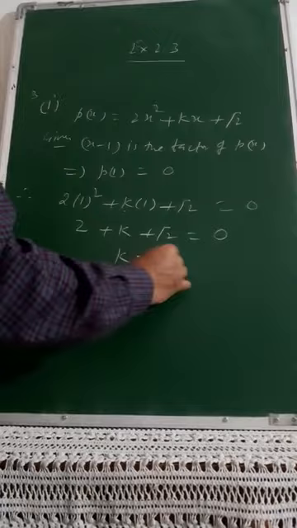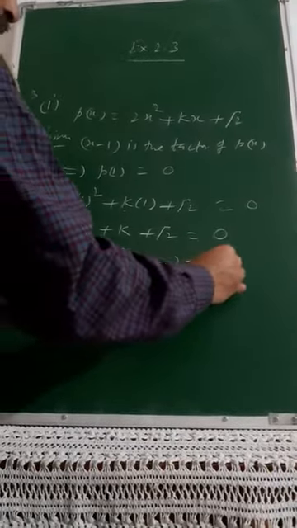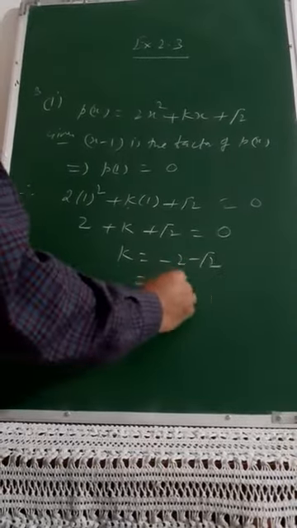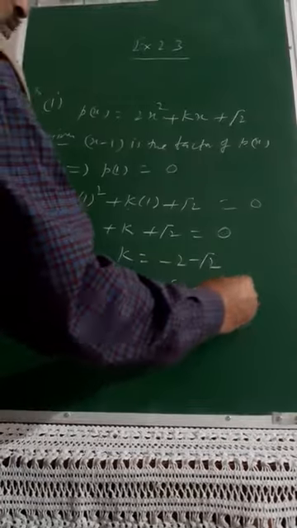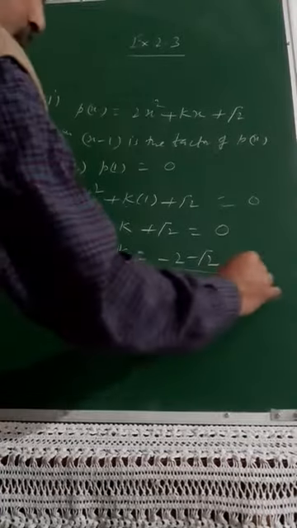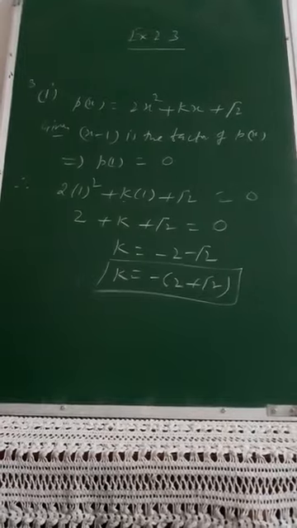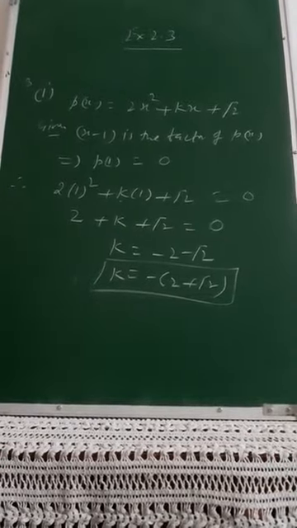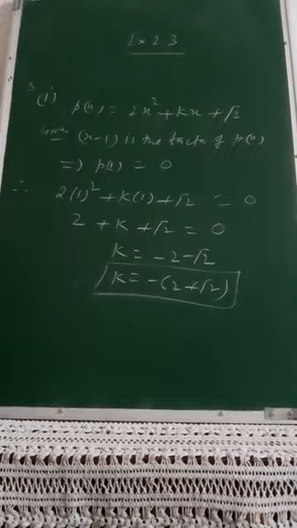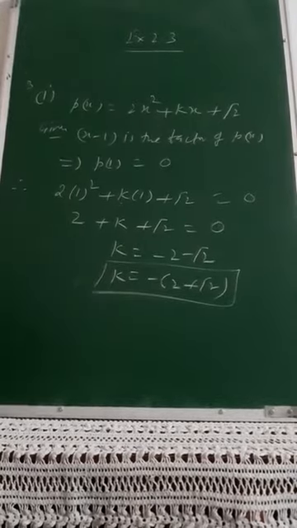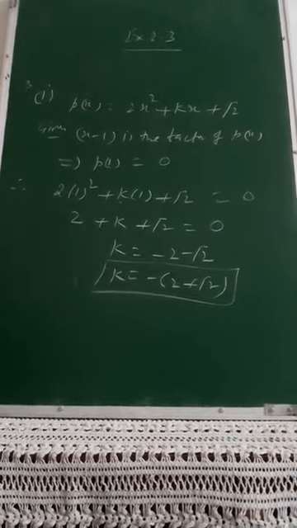So k is equal to minus, or you want to take minus common, so you can write minus (2 plus root 2). So this will be the answer for your first part. Finally you can substitute this value and you will find that P(1) will become equal to 0. For what value of k is x minus 1 the factor of this.